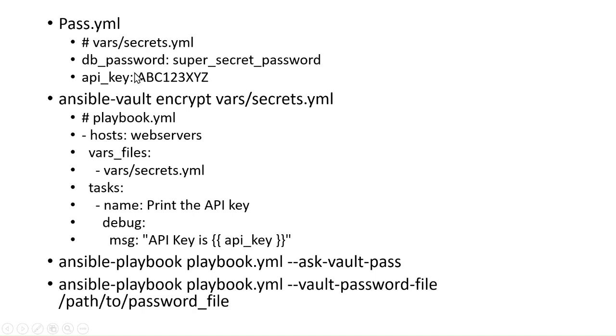Another thing, exactly what I have just performed, many tasks, right? Here what they are doing is you have stored your access key and secret key in this file, that is pass.yaml, and you have a playbook to print your API key.